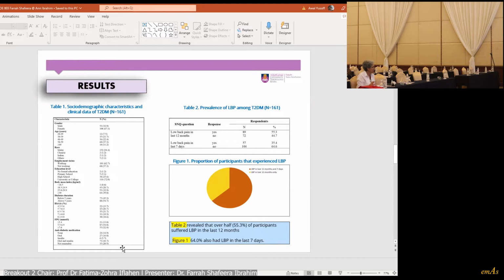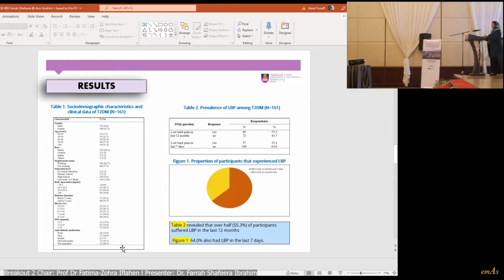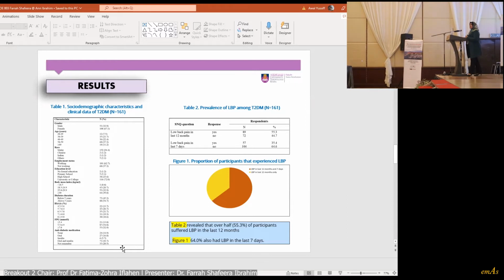And is 161 sufficient? No, it is not sufficient because it was conducted during the COVID period. It was supposed to get about 328. However, we got 229, and we had to exclude 68 because they are not Klang Valley citizens. And that's why we got the 161.